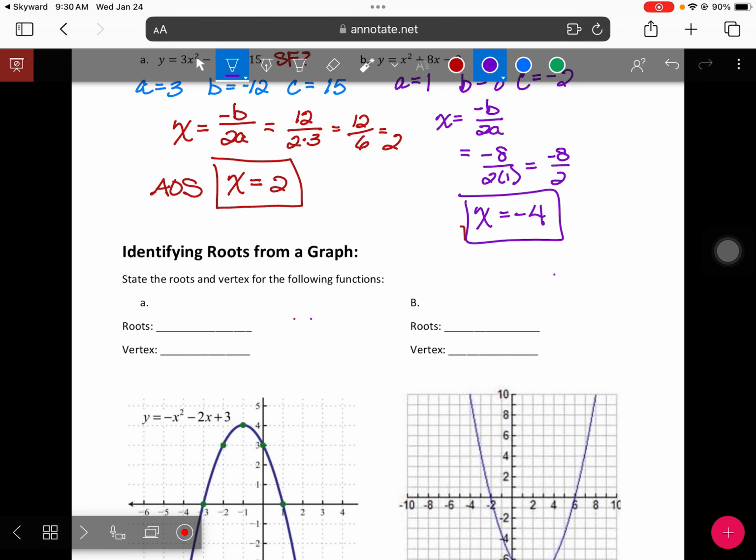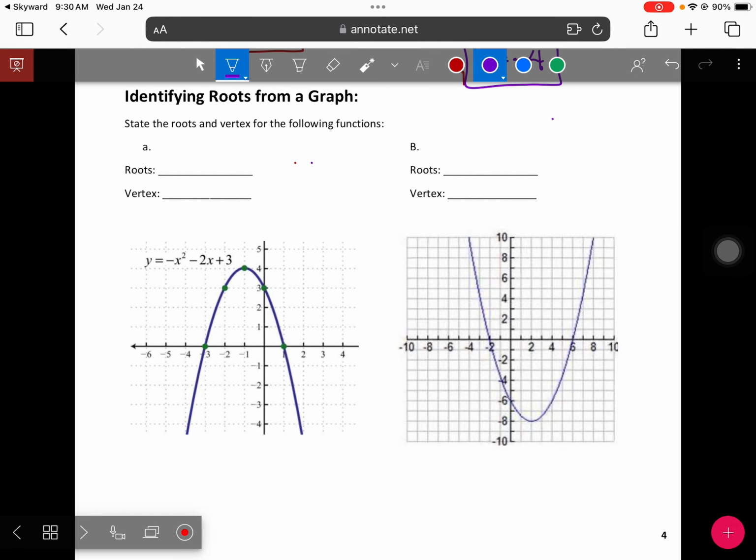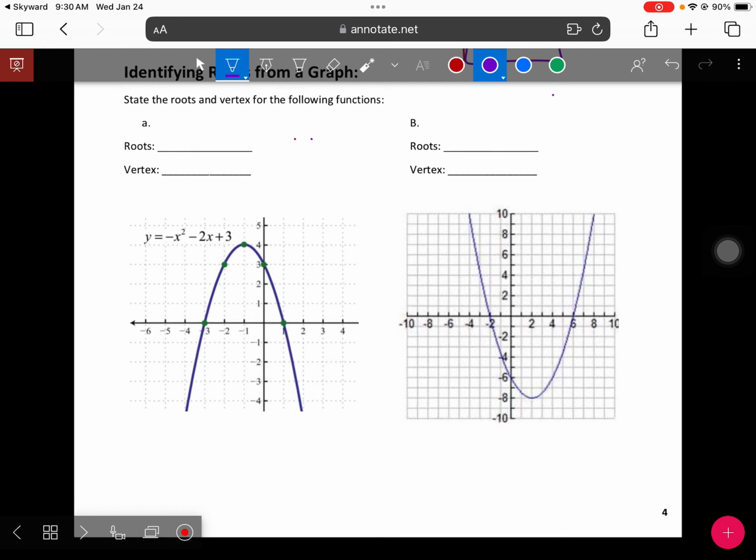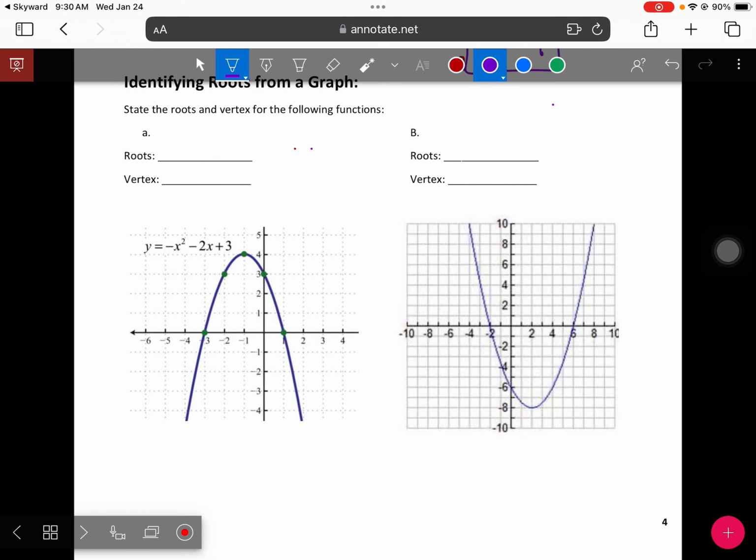Please remember that formula. All right, let's go down to the bottom. This is all we have for the rest of our notes for today. It says, identifying roots from a graph. State the roots and vertex for the following functions. I want you to circle the roots first, and then I want you to put a point on the vertex. Do that first. So circle the roots, and then put a point on the vertex.